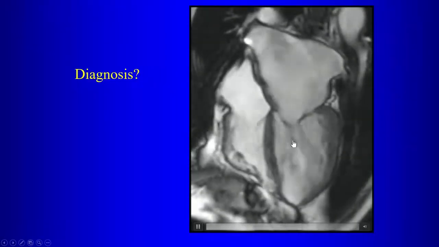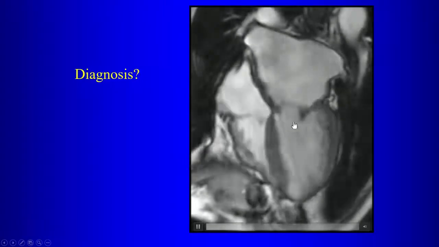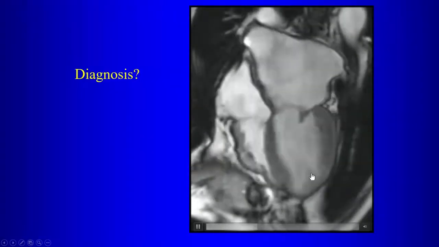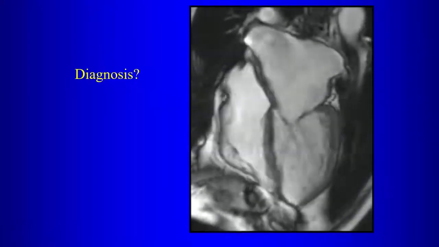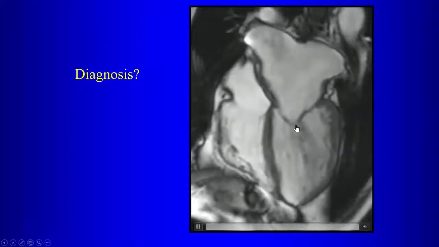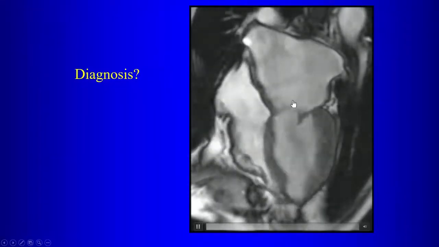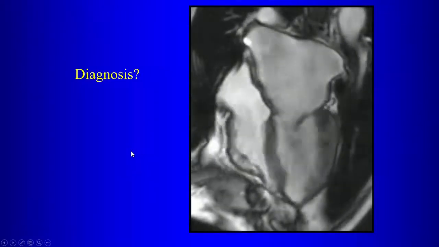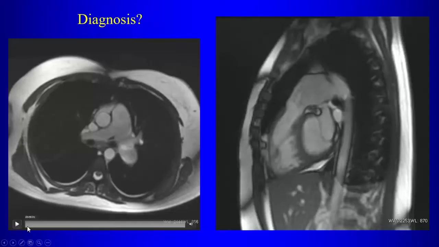In this example, we're looking at a four-chamber view here: left atrium, left ventricle, right atrium, right ventricle. Notice that the left atrium is dilated. Here, when we look at the mitral valve, we see that the mitral valve is not opening all the way. There is this flow jet going into the left ventricle here during diastole. This is a patient with mitral valve stenosis.